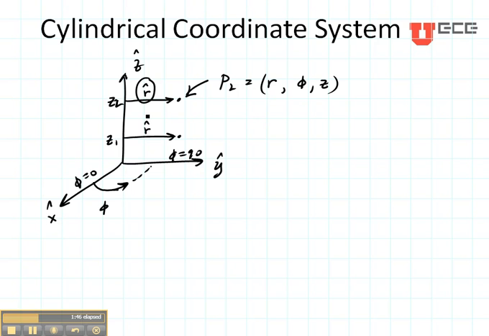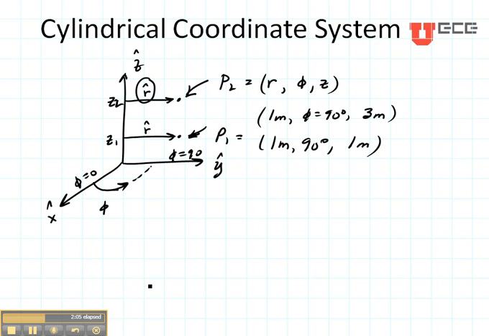So the r value in this case might be 1 meter, the phi would be 90 degrees, and the z might be 3 meters. There's an example. P1, right here, might have a value also of 1 meter, 90 degrees, but its z value might only be 1 meter.